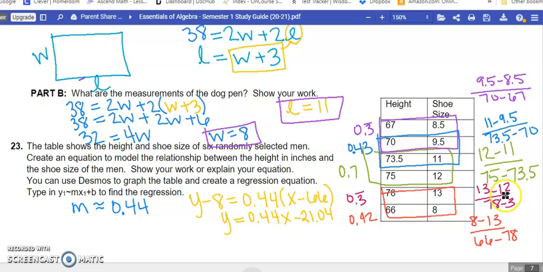Okay, so I'm showing that 23 is the last one, so this does conclude your videos for the Essentials of Algebra study guide.